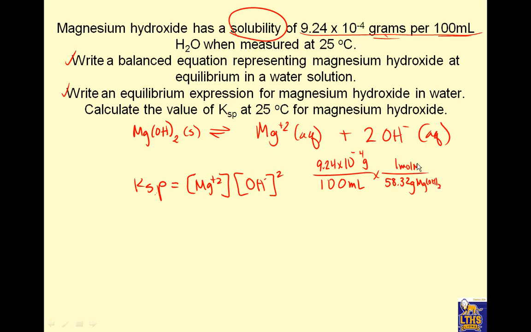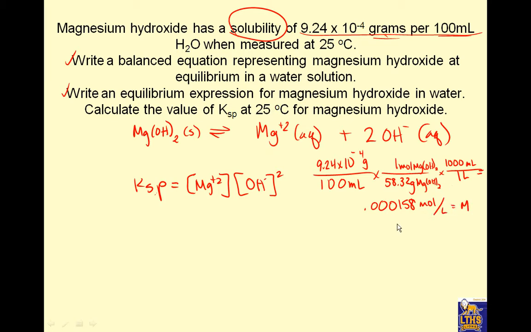So now it's going to change to moles per 100 milliliters. But we want that to be liters. So I'm going to say, well, milliliters. There's 1,000 milliliters for every 1 liter. So when I multiply that out, I get 0.000158 moles for every liter. So that's molarity.